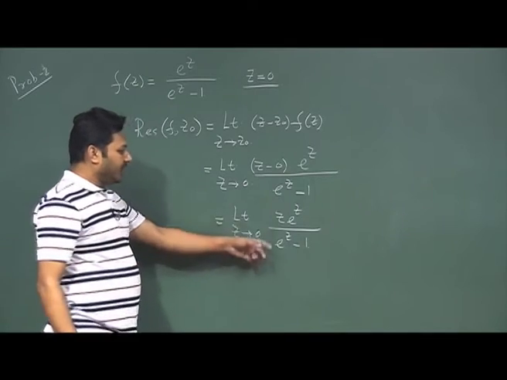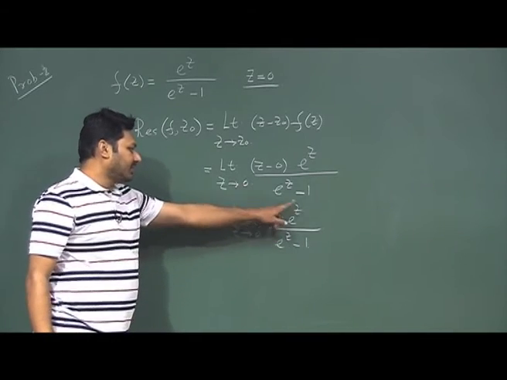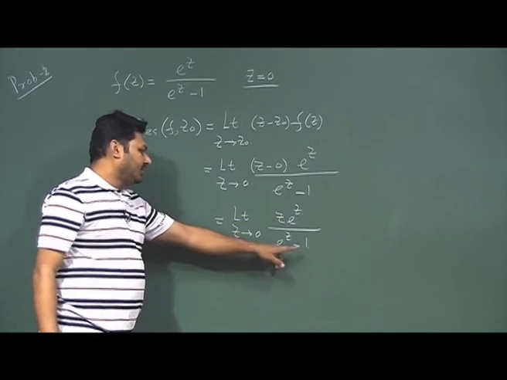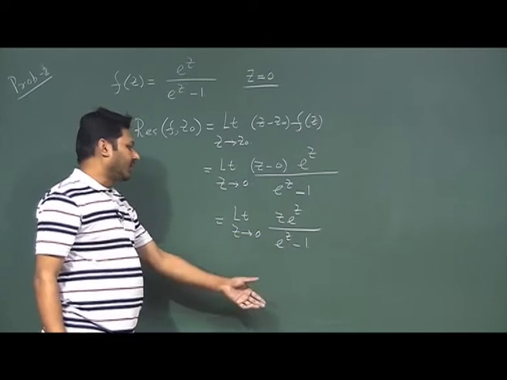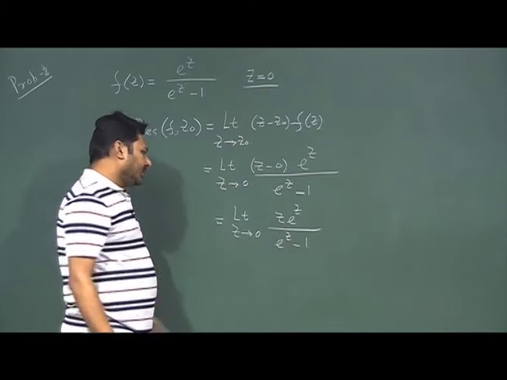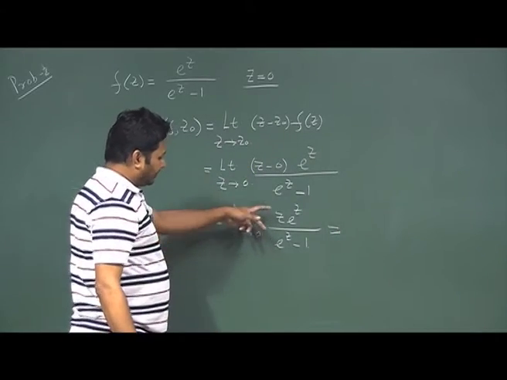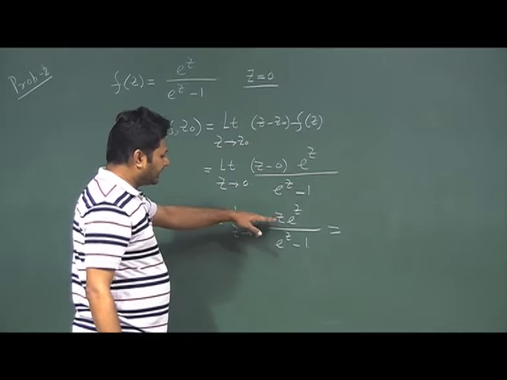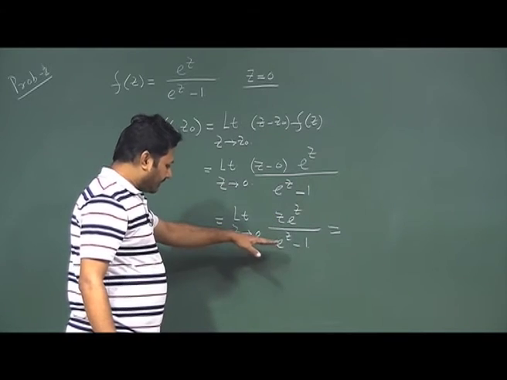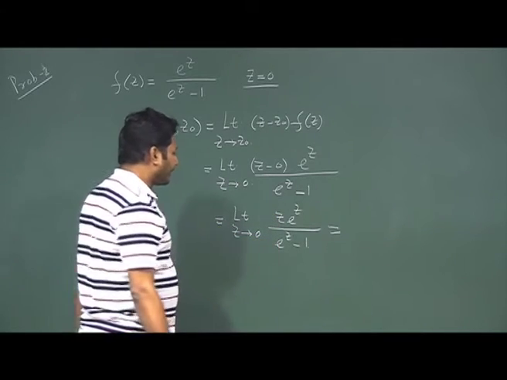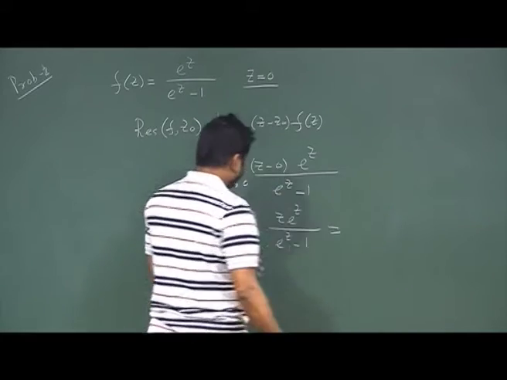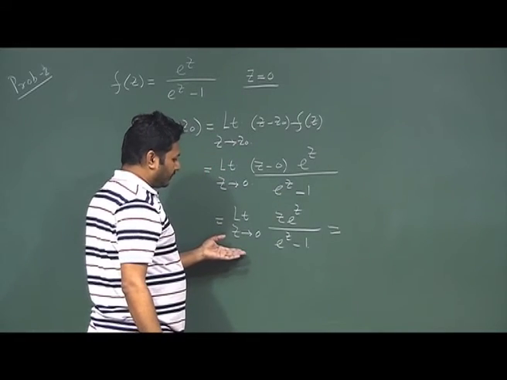Now, this is a 0 by 0 form. When z tends to 0, this term is going to vanish, and when z tends to 0, this lower term is also going to vanish. So, in order to evaluate these things, we normally use the L'Hopital rule. This L'Hopital rule suggests that I can differentiate this and then put the limit. I hope all of you are aware of this rule in the 0 by 0 form.